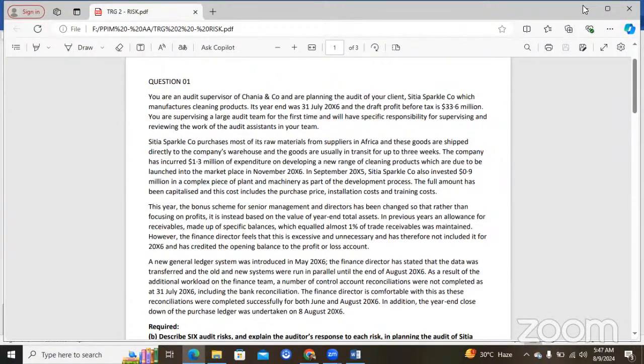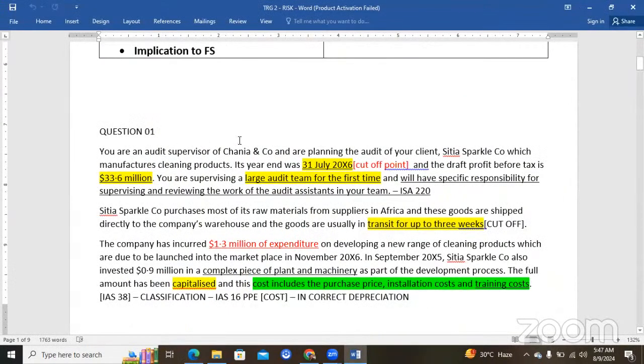See, if you look at this question, you are the audit supervisor of STC, planning the audit of your client that manufactures cleaning products. Its year end was 31st July 2006. That is my cutoff point. And the draft profit before tax is 33.6 billion. You are supervising in a large audit firm for the first time and have specific responsibility for supervising and reviewing the work of audit assistants in your audit team.